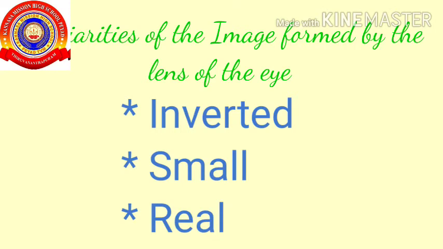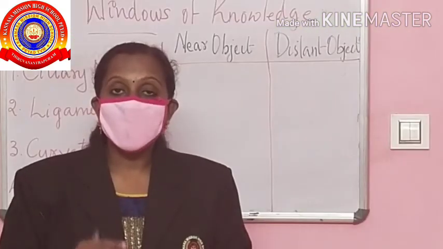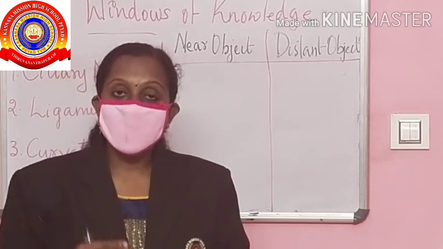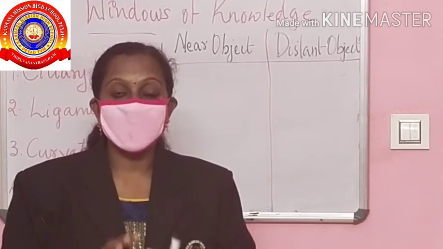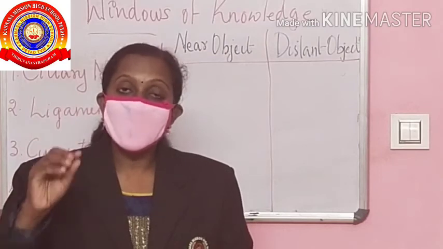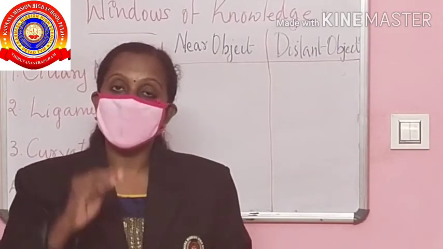The image formed in the retina will be inverted in position, small in size, and also it is a real image. Our next topic is what happens to the eye while viewing near object and distant object. While viewing near object and distant object, some changes happen in the ciliary muscles, ligaments, curvature of the lens and focal length. Just have a look.